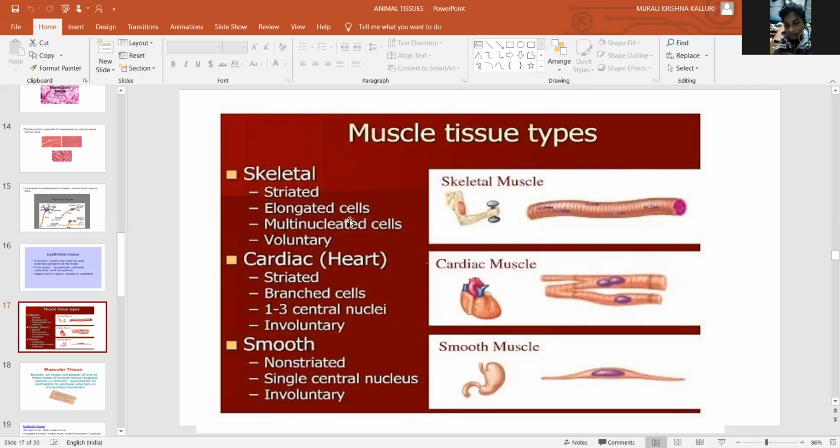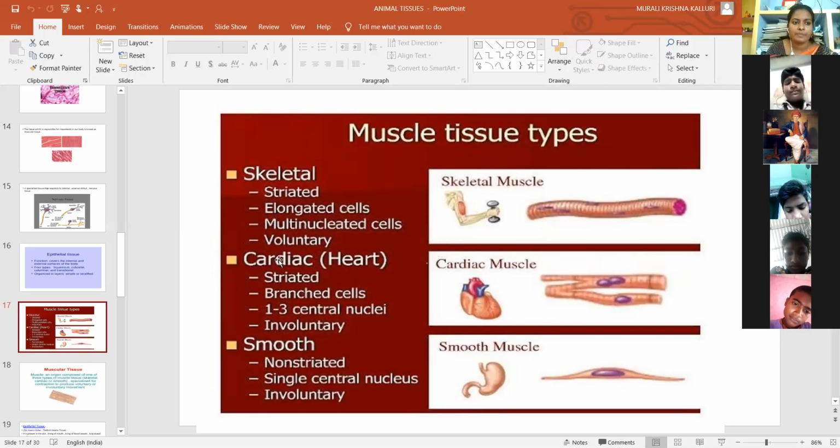That means it controls our body. The skeletal muscle controls our body. That is the voluntary muscle.